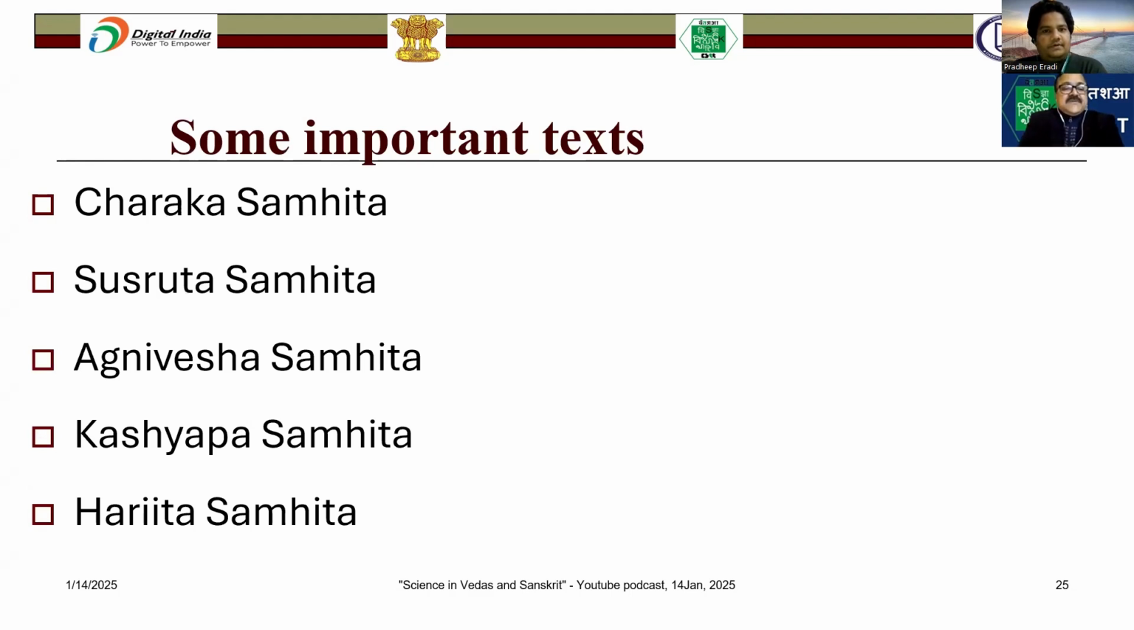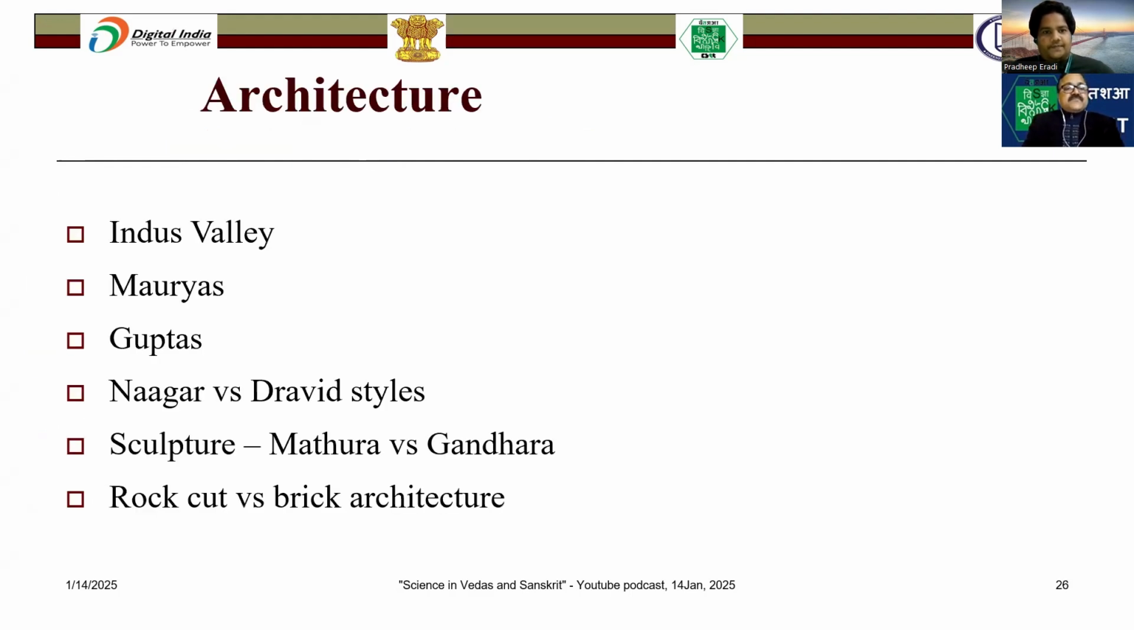And so we have Charak Samhita, Shushruta Samhita. Some of these texts, Charak and Shushruta, are available in search mode on our server, sanskrit.jnu.ac.in. You can search these texts. And then we have Agnivesh Samhita, Kashyap Samhita, Harit Samhita. You can easily find the PDFs of some of these texts online, and there are also some sites which allow you to search. For example, my site allows you to search Charak and Shushruta.